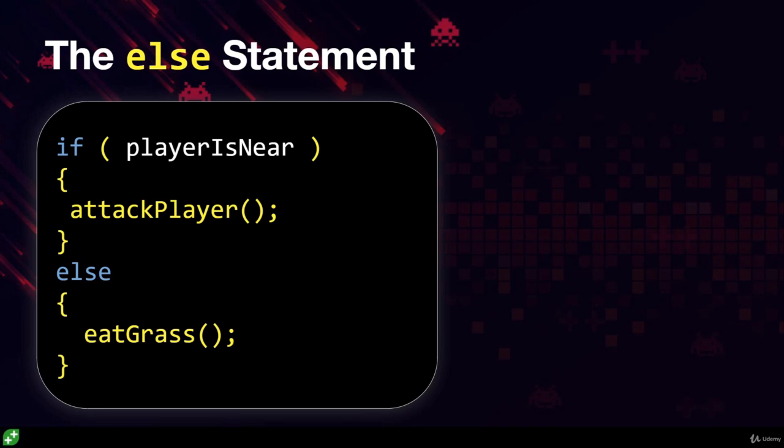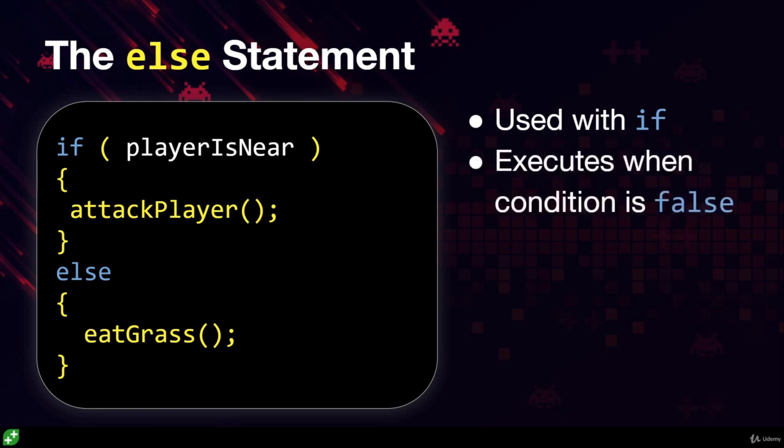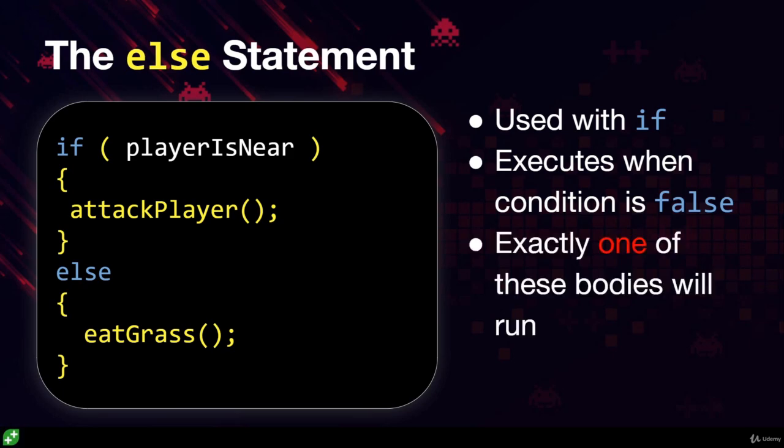The else is always used with an if. You'll never see else by itself. The else body executes when the condition for the if statement is false. This means that exactly one of these bodies will execute and not both.